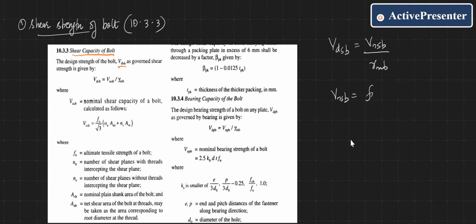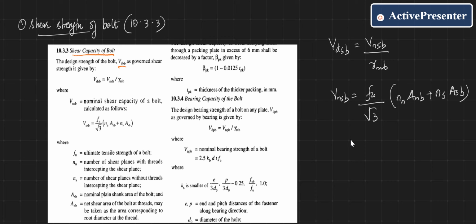given by Fu divided by root 3 into (Nn Anb plus Ns Asb), where Fu is the ultimate tensile strength of a bolt, Nn is the number of shear planes with threads intercepting the shear plane, Ns is the number of shear planes without threads intercepting the shear plane, Asb is the nominal plain shank area of the bolt, and Anb is the net shear area of the bolt at the threads.